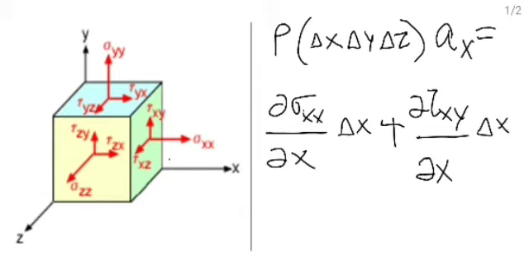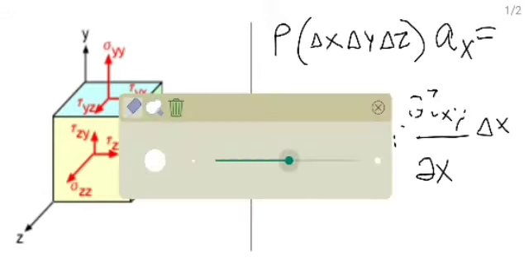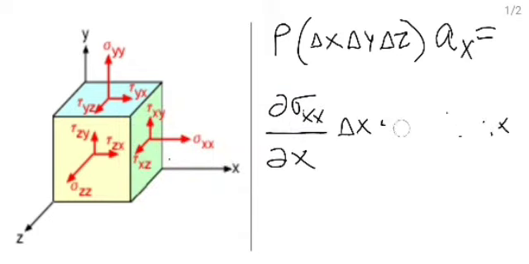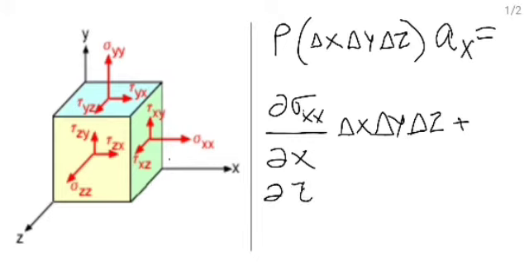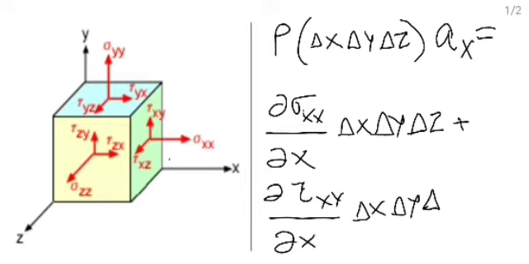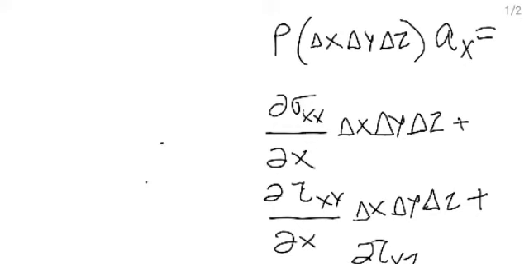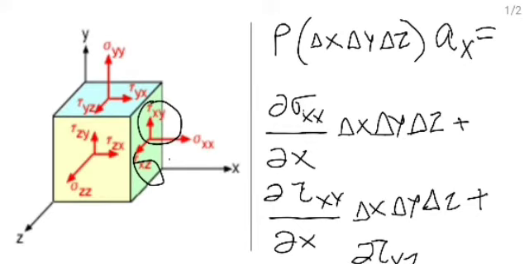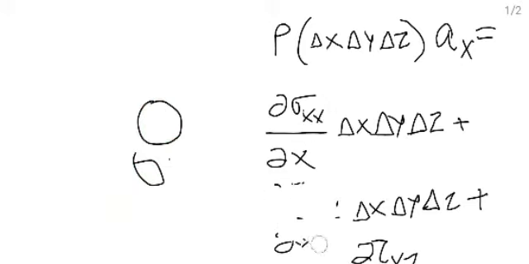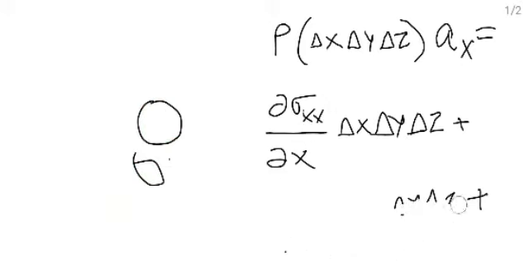Sorry, I haven't multiplied the area. tau xz. So these three. Sorry, one more thing. In x direction only we have to consider. This tau xy and xz are acting in some other directions.